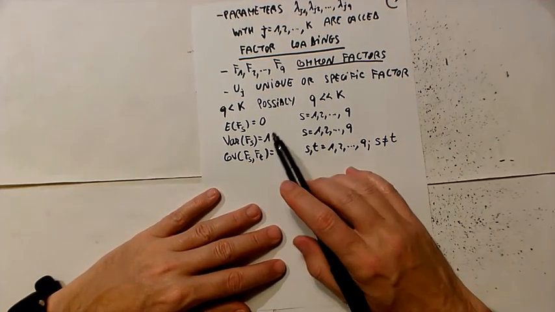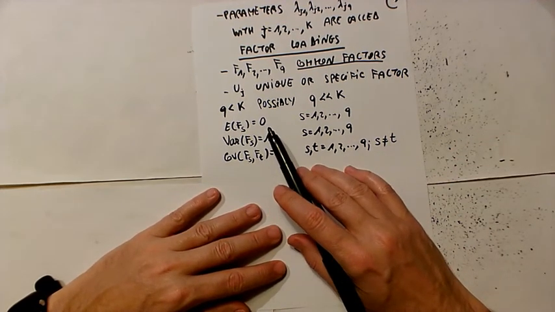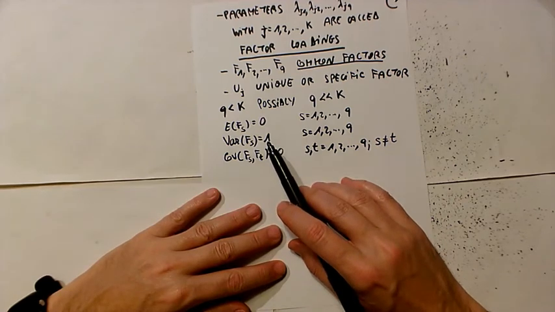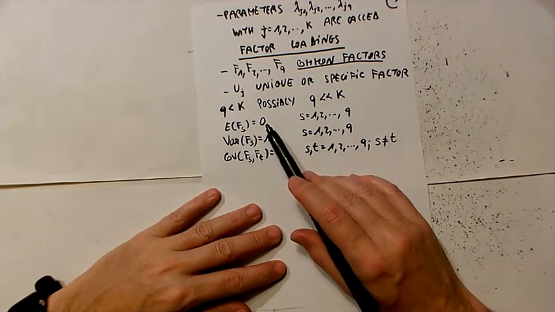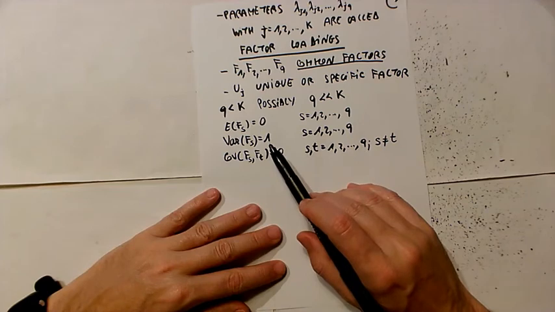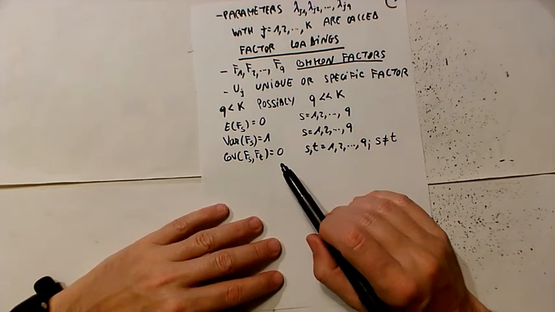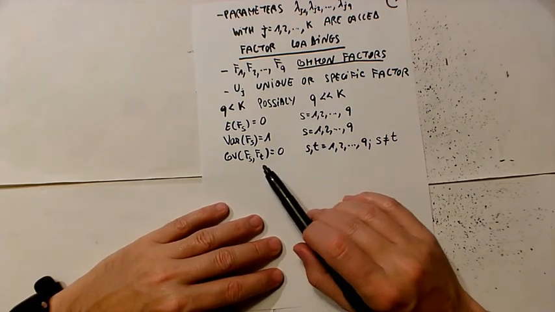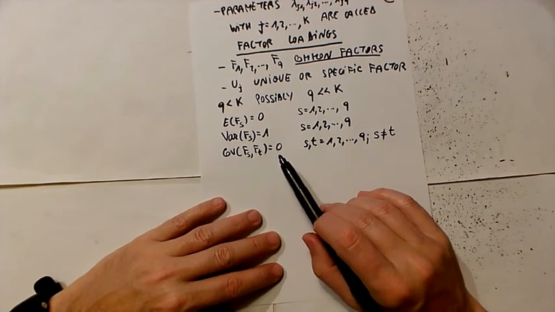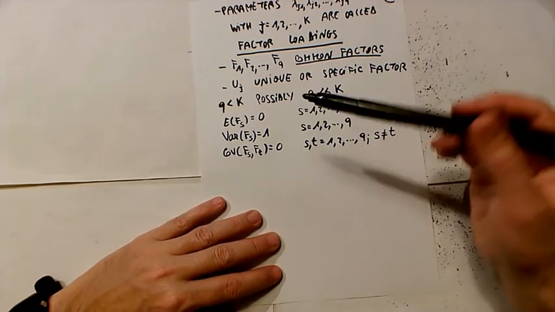So in other words, the factors must be standardized variables, so variables with mean equal to 0 and variance equal to 1, and they must be uncorrelated, so the covariance and consequently the correlation between each possible couple of factors must be equal to 0.